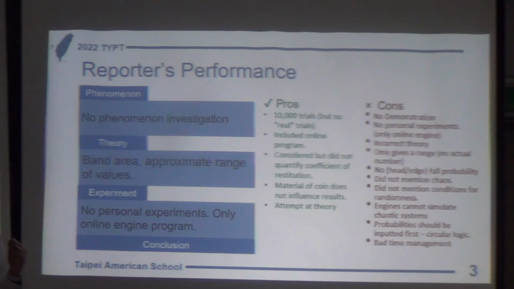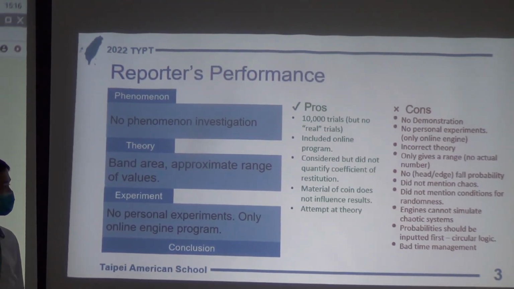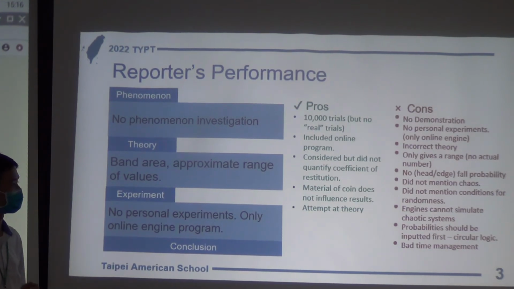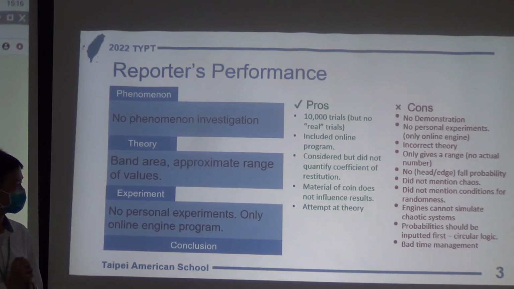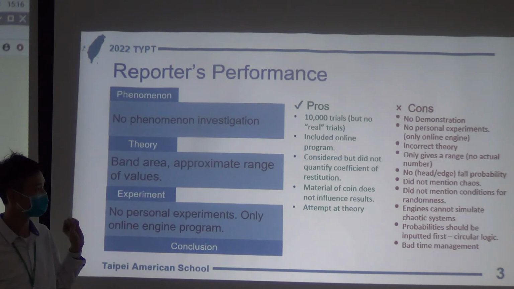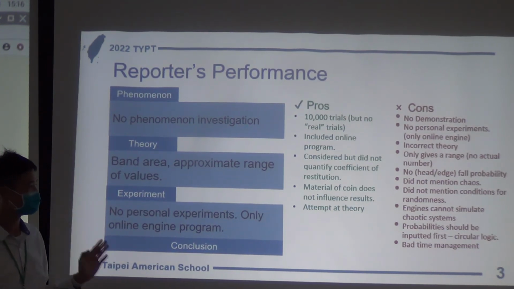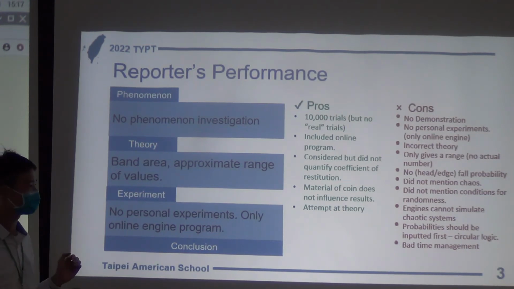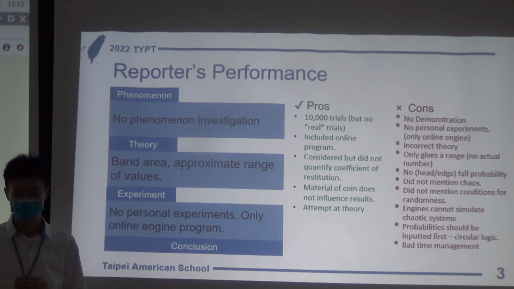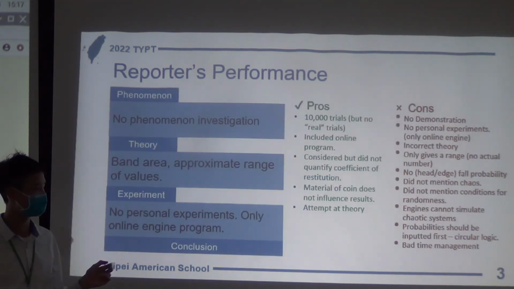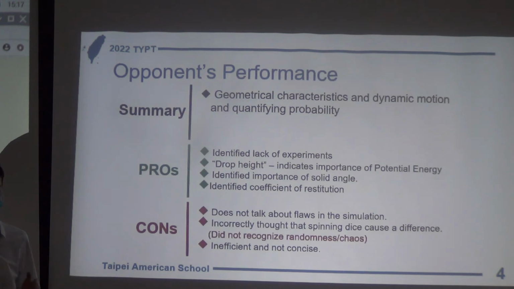The cons are that there is no demonstration. There are no personal experiments, only the simulation. His theory is incorrect, and he only gives a range without an actual number for the ratio. There is no head or edge fall probability. He did not mention chaos. He did not mention conditions for randomness. And engines cannot simulate chaotic systems because that is the nature of a chaotic system, and probabilities should be inputted first. So that means if he uses his probability in his data, his data was fabricated, and he had bad time management.